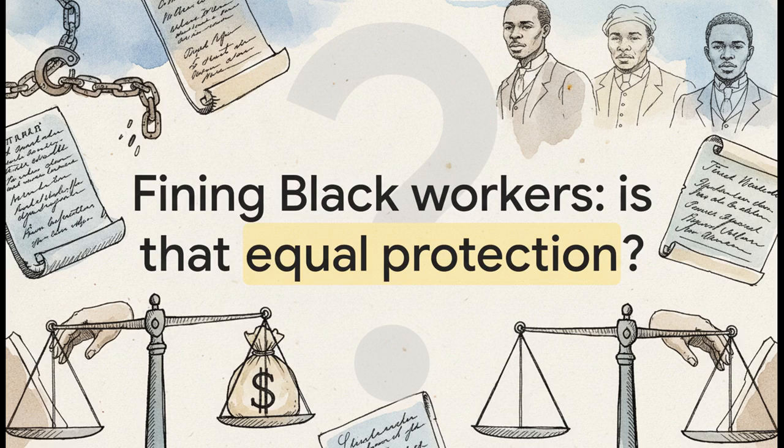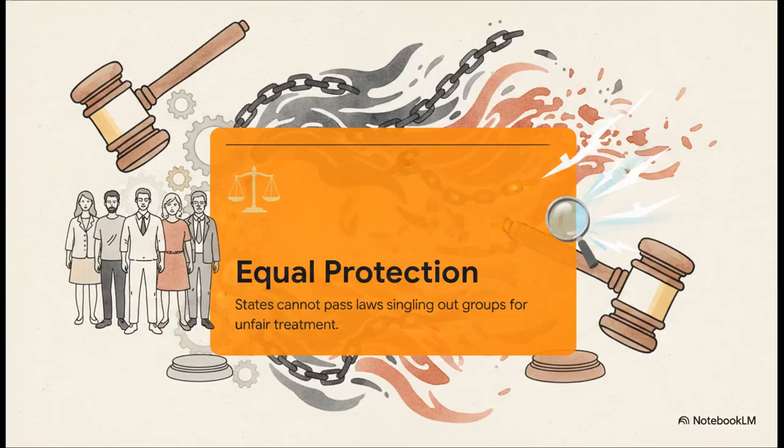Let's look at a real-world example straight from the history books. Imagine a state law that fines only African American workers for joblessness. Now, this was actually a very common tactic used in the black codes to control labor. Does that represent equal protection? Obviously, no way. That is the exact opposite of equal protection. The Equal Protection Clause is the constitutional mandate that says states absolutely cannot pass or enforce laws that single out specific groups for unfair treatment. Because of this clause, laws targeting just one group are unconstitutional and can be legally struck down. This finally gave citizens the precise legal tools they needed to fight back against unequal treatment.